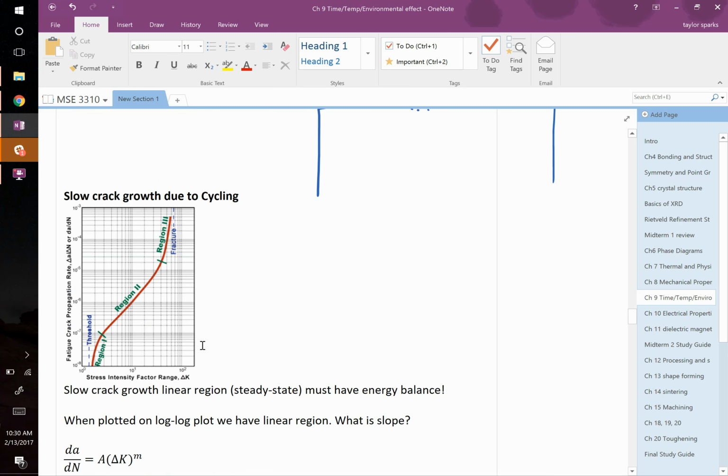Here's our fatigue crack propagation rate. So the change in the crack size with respect to the number of cycles gets larger, right? It's getting slowly larger. It's increasing. So the rate of crack growth is slowly increasing. Okay, we'll pick up here next time and finish up chapter 9.